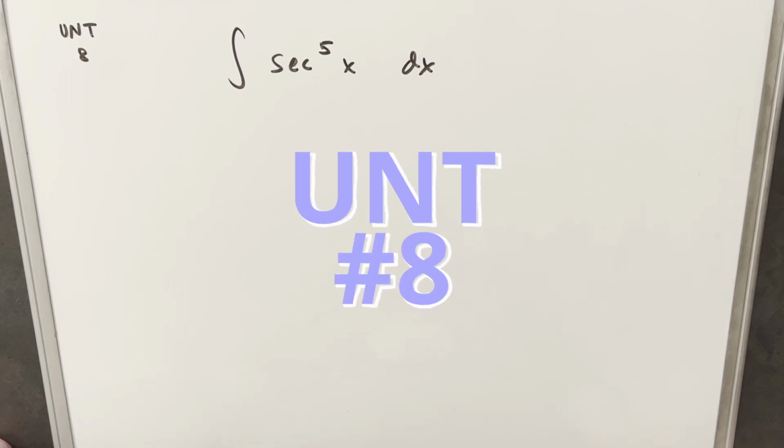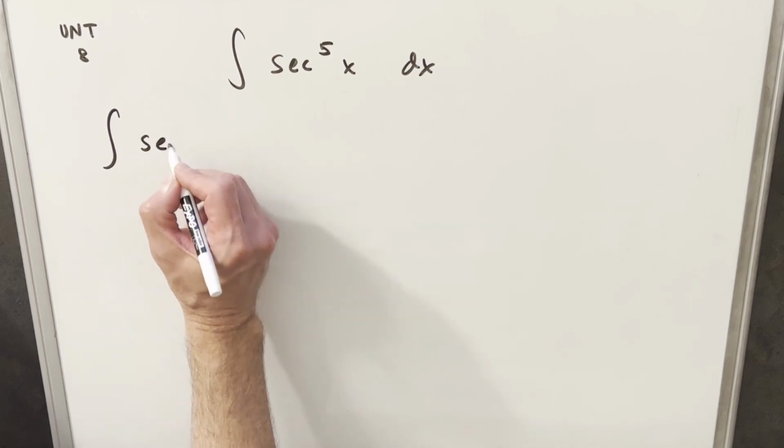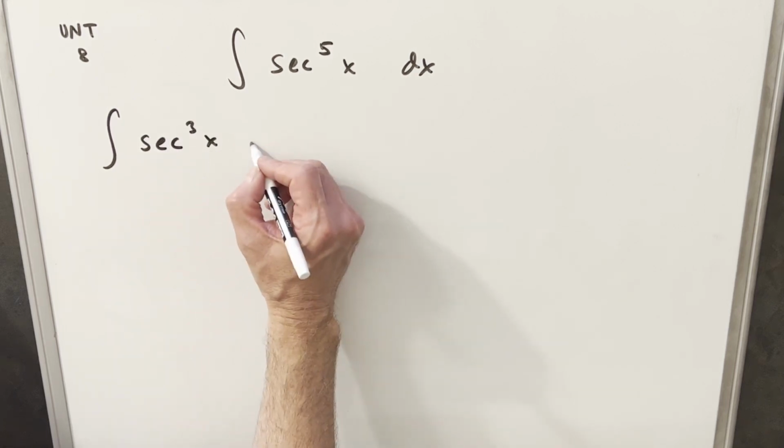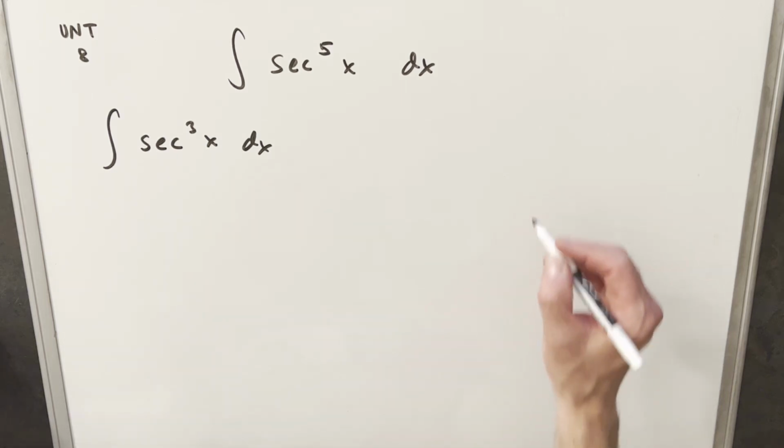Hey, we have another problem from the UNT Integration Bee. This was sample problem number 8. We have the integral of secant to the fifth x dx. Now to start with, instead of looking at secant to the fifth x, I'm going to do something really similar, but let's work with secant cubed x dx. This is a little detour, but we can actually use this in a minute.